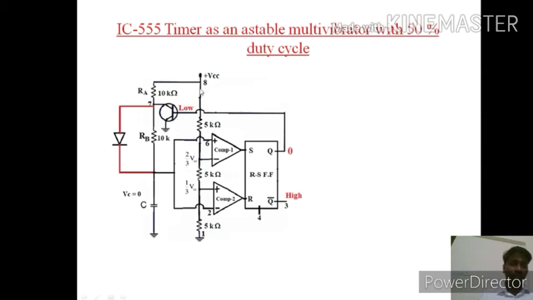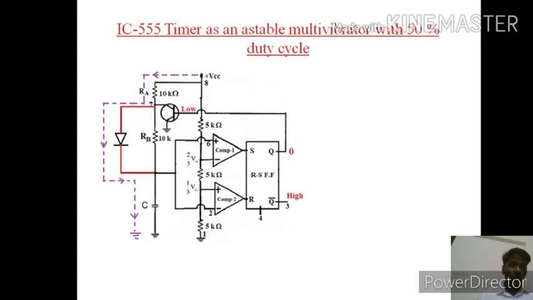When it is not conducting, the current will start flowing from VCC towards RA, and after reaching this point, the current has two paths, one through RB and another through this diode. Now, current will choose the path where the resistance is minimum. Since RB is 10 kilo ohm, and the forward bias resistance of the diode we have selected is a few hundred ohms, current will choose this path. So current is going through this diode and this capacitor, and the capacitor then starts charging.